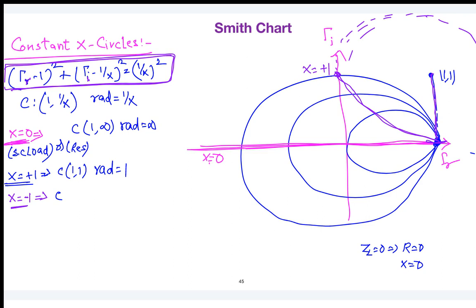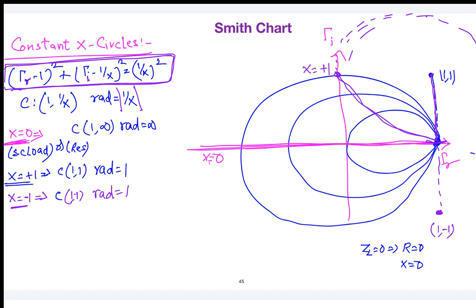1 comma 1 and the radius will be anyhow. Obviously, you are going to take the magnitude for that. So when you take the magnitude, that is also equal to 1. Sorry, center is located at 1 comma minus 1. So 1 comma minus 1 is exactly at the downside. This is your 1 comma minus 1.